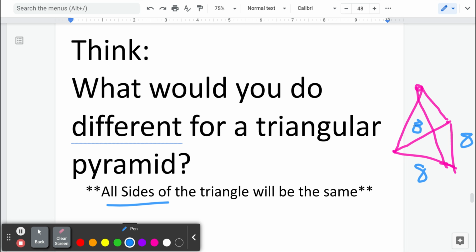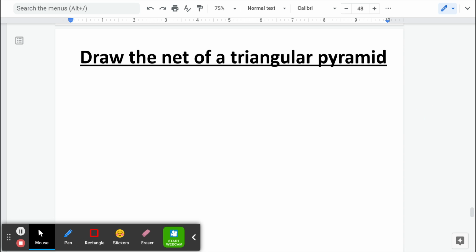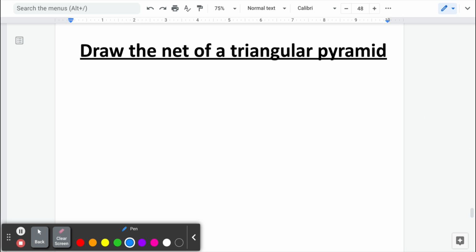Talk with your table. What do you think you would do differently? We'll pause the video while you talk. Let's start by drawing a net of a triangular pyramid. So in your notebook, please draw a net of a triangular pyramid.